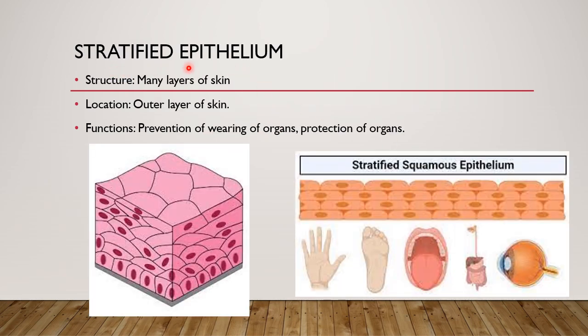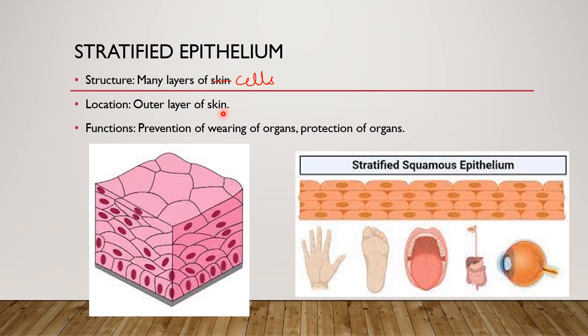Next is your stratified epithelium. Stratified means layers. So structure: many layers of cells. The meaning of stratified is only layers. So how is the structure? You can see many layers of the cells. Where is it present? In the outer layer of the skin.